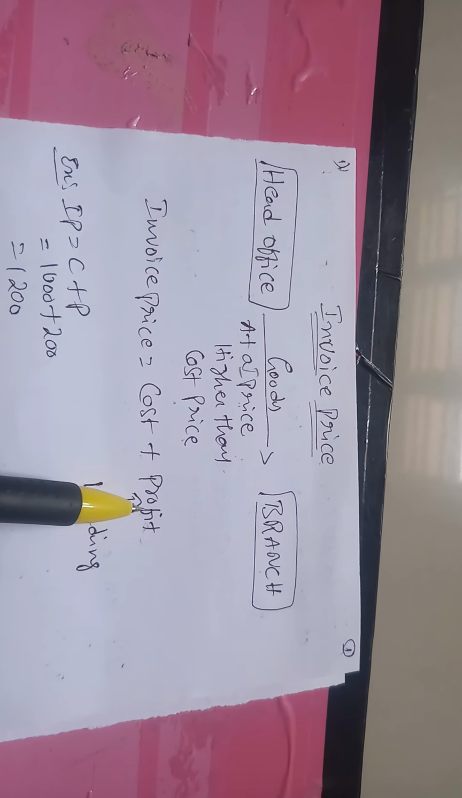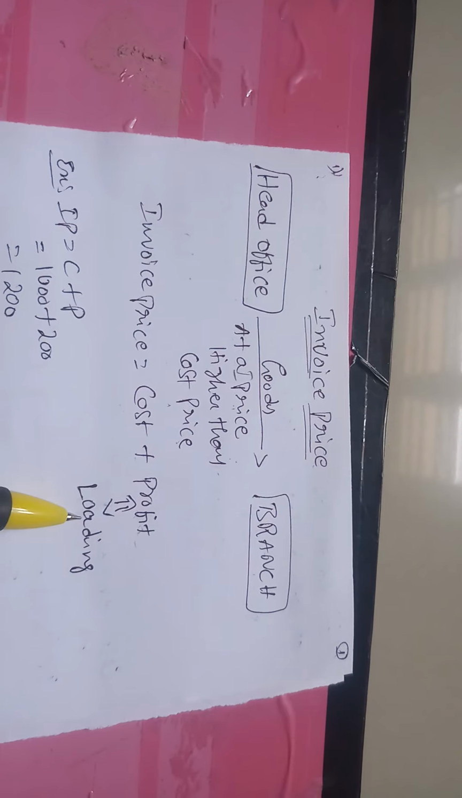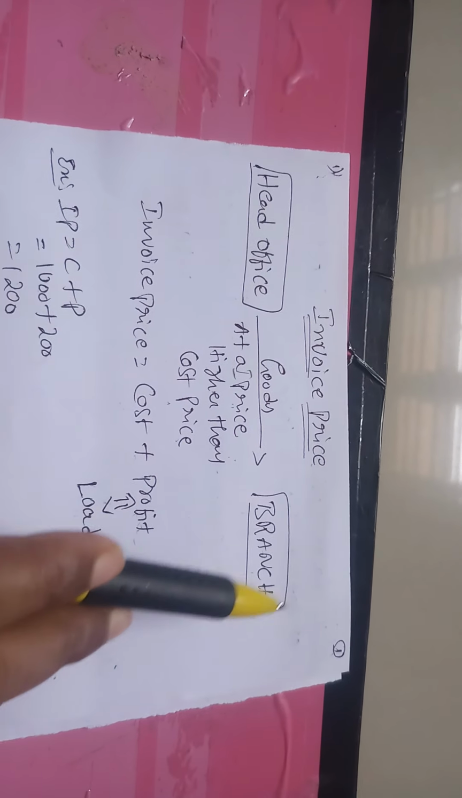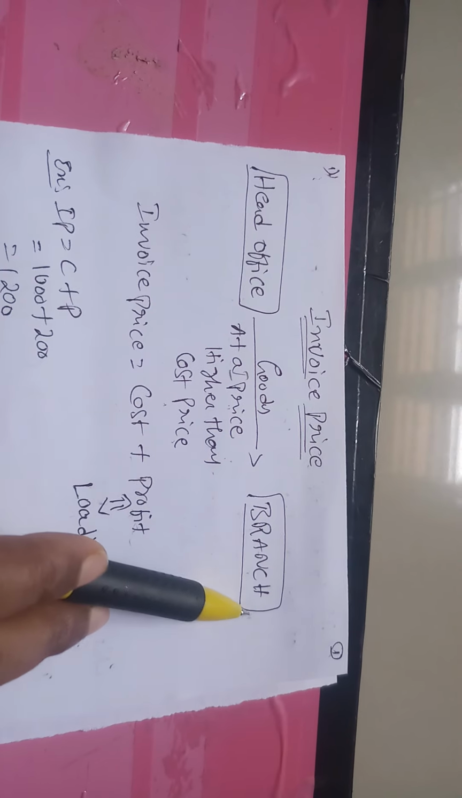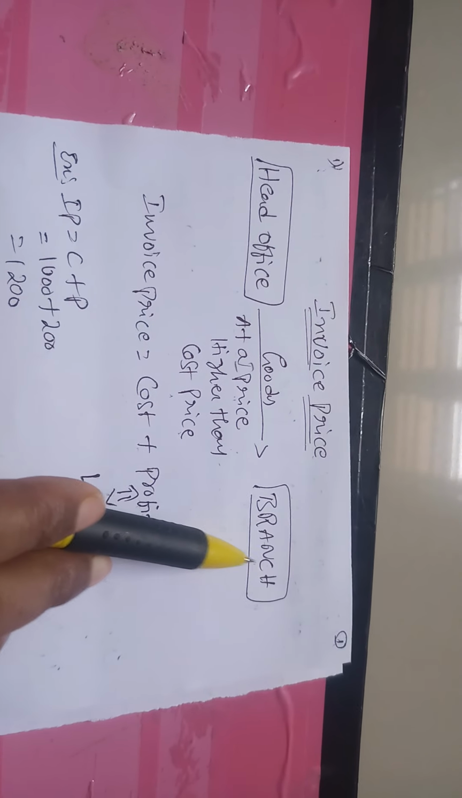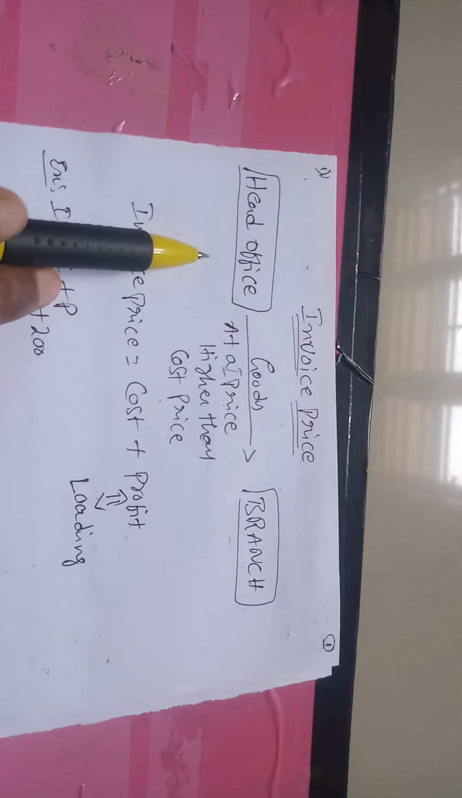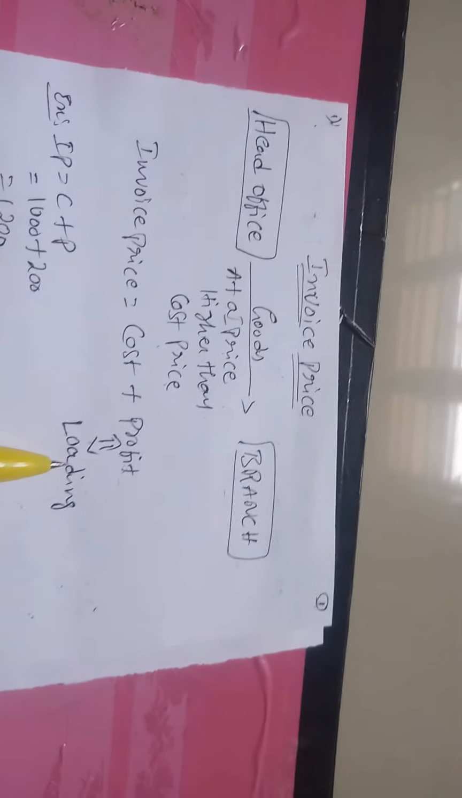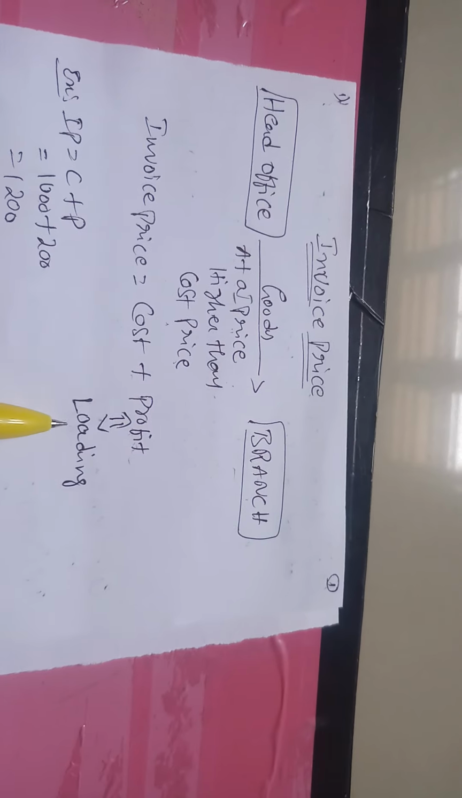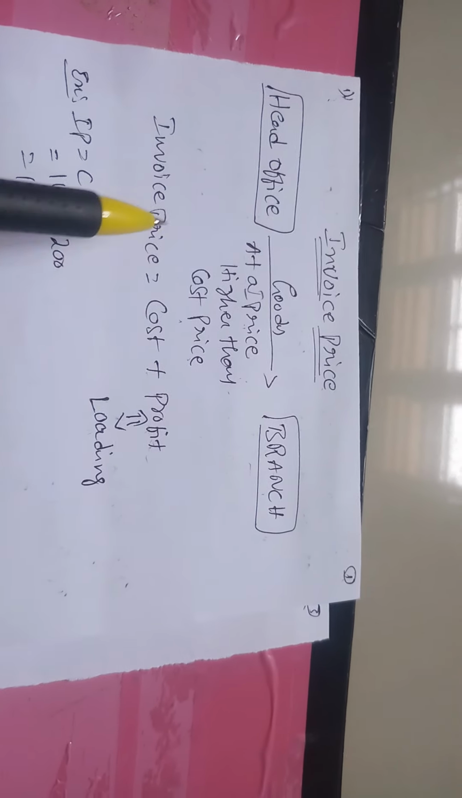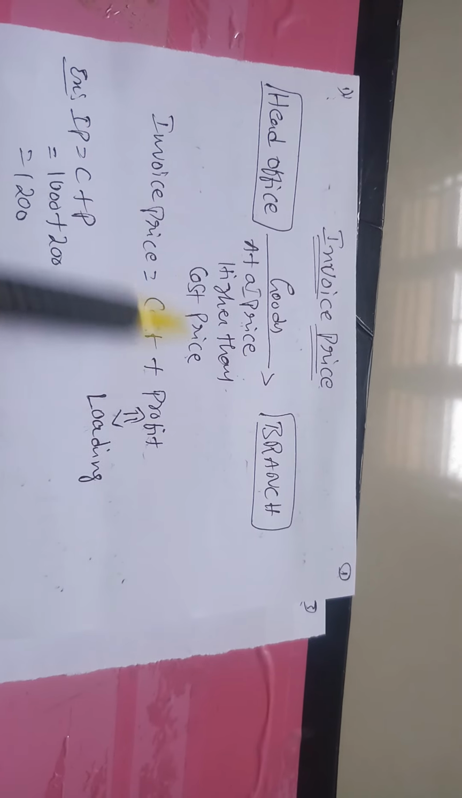When profit arises, it is called loading. Loading is nothing but, when the head office sends goods to the branch, some goods the branch sells, and then some are returned to the head office. So there is a loading. It is called the loading. Loading is nothing but profit, and vice versa. So keep this in your mind.